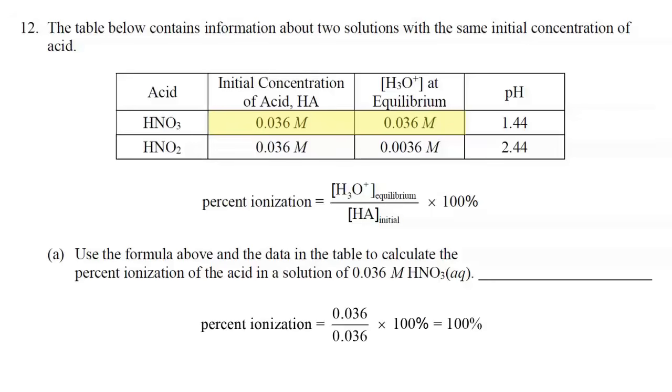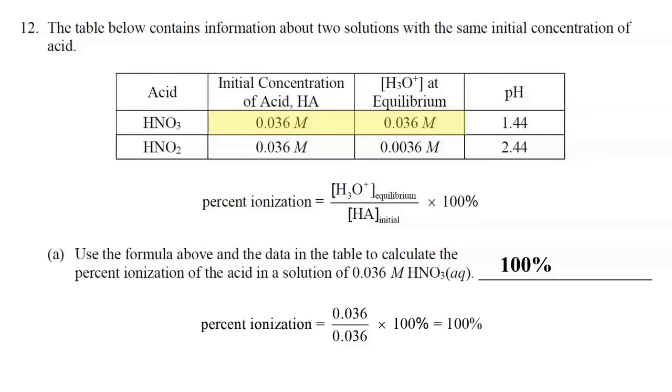Well, 0.036 divided by itself is 1. So therefore, for HNO3, it is 100% ionized. You probably recall that HNO3, which is known as nitric acid, is one of the 6 strong acids that you need to memorize for the AP Chemistry exam. So there's no surprise that nitric acid, HNO3, is 100% ionized in solution. It is, by definition, a strong acid.